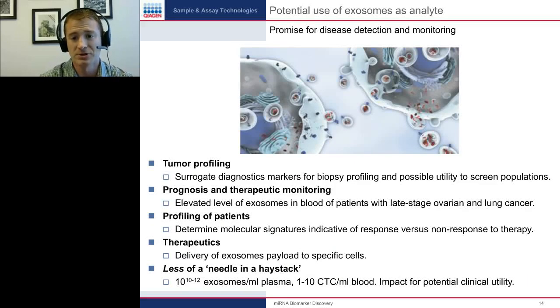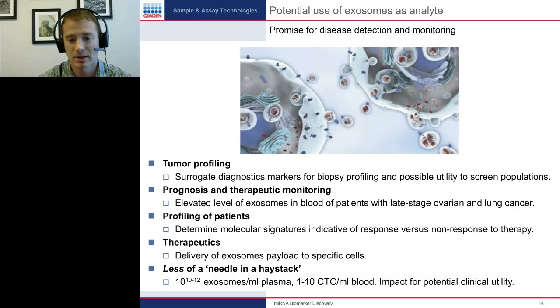There are many potential uses for exosomes as an analyte that hold promise for both disease detection and monitoring. Exosomes are involved with tumor profiling. They can be surrogate diagnostic markers for biopsy profiling and also hold possible utility to screen populations. Elevated levels of exosomes have been determined in blood of patients with late-stage ovarian cancer and lung cancer, holding promise for prognosis and therapeutic monitoring. Exosomes can be used to determine molecular signatures indicative of responses versus non-responses to therapy when you're profiling patients.